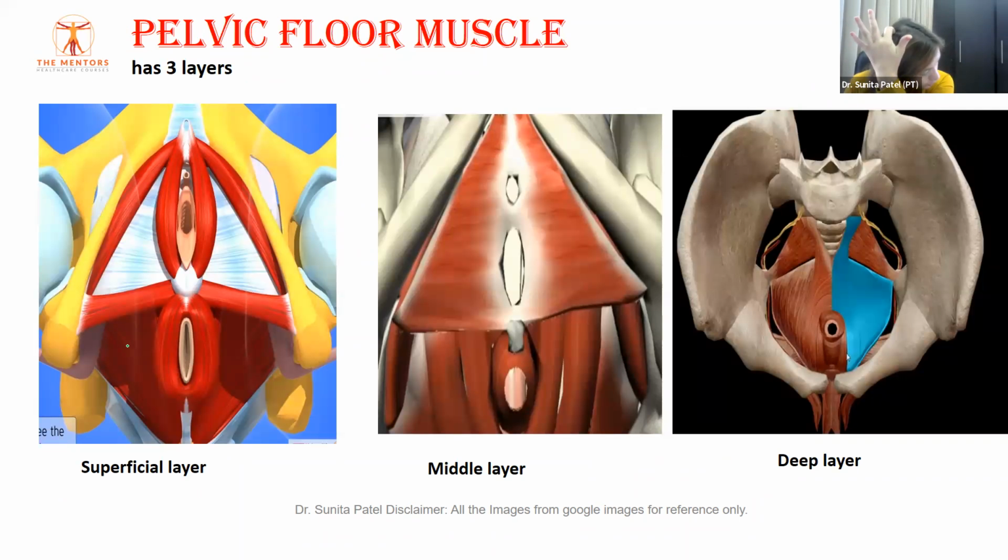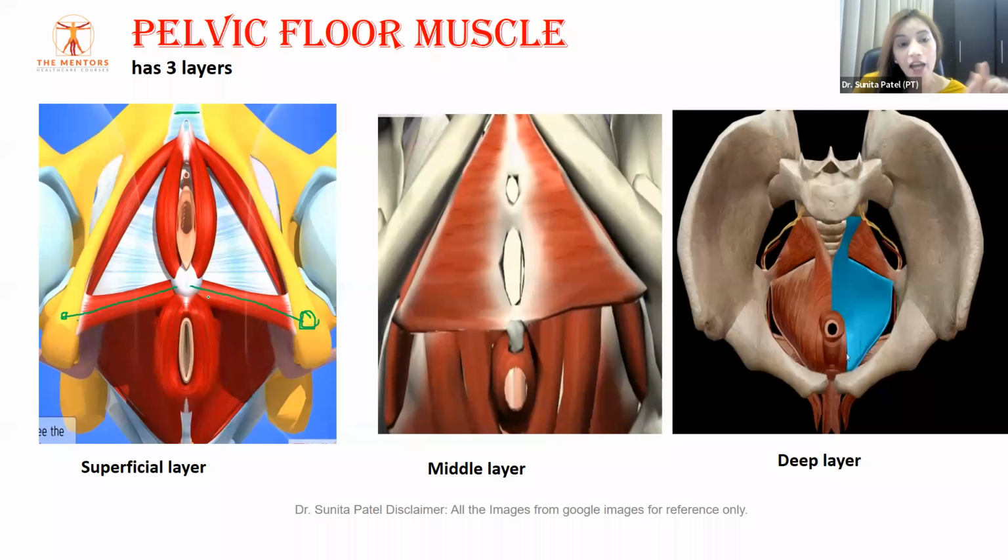Now this pelvic floor has three layers, as I told you. The first important thing is that you palpate your pubic symphysis, over here. And second, as I told you, palpate the ischial tuberosity and draw a straight line towards the perineal body in the center. This particular part is the space between the perineal body and the ischial tuberosity.